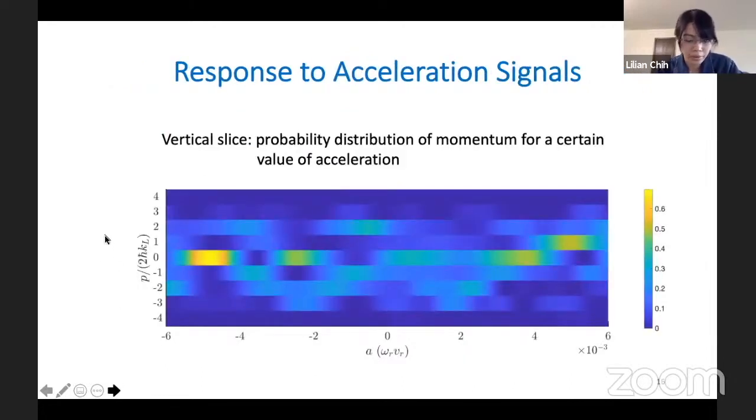So this is what the interference pattern looks like. Each vertical slice is the probability distribution of momentum for a certain value of acceleration. Although this pattern looks complicated, what's important is that each vertical slice is unique, and it acts like a fingerprint, which allows us to estimate the acceleration from this complicated pattern using a Bayesian analysis method.